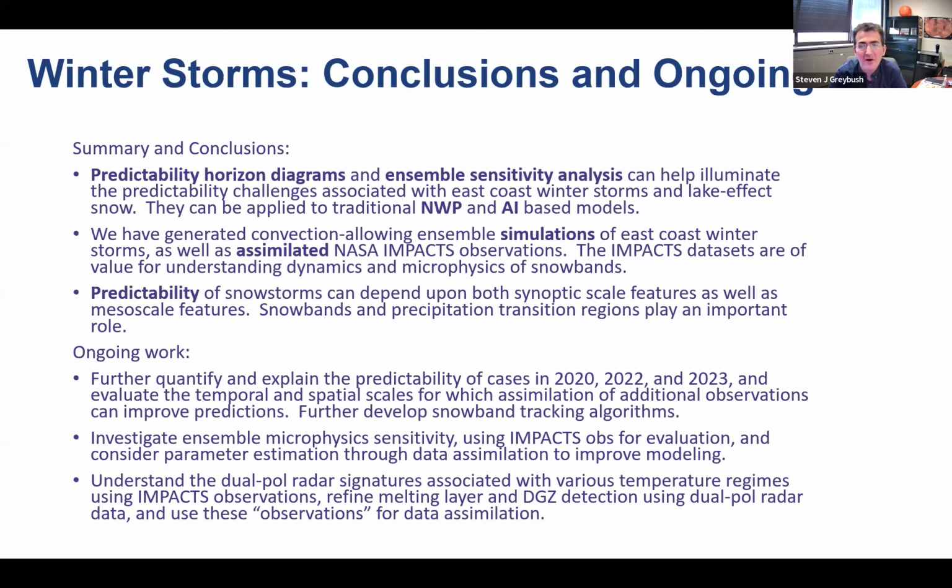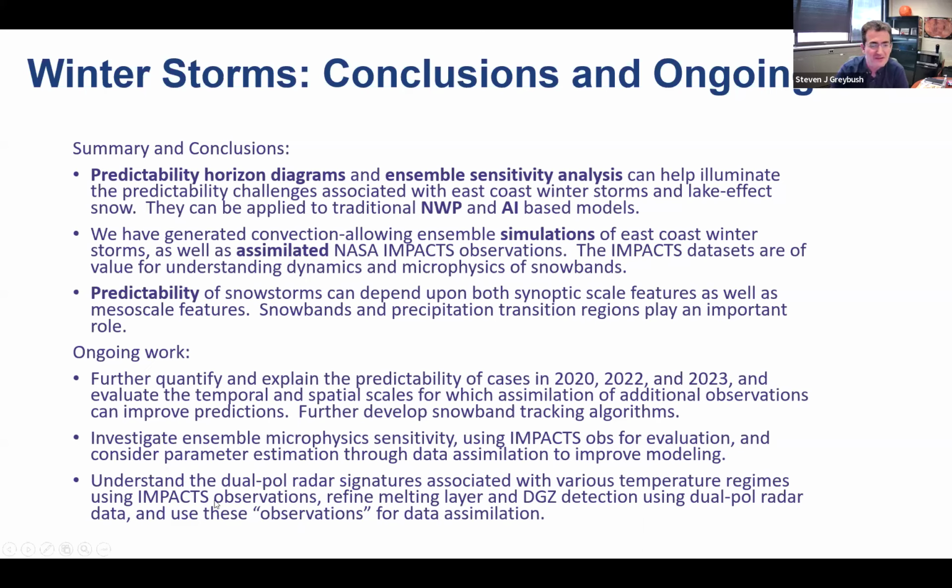And predictability can be limited both by synoptic-scale factors, which might have a several-day lead time of skill, as well as mesoscale features, which might have a limitation of skill to less than a day. Snowbands and other mesoscale features are critical. So going forward, we're looking at and quantifying the predictability of more cases for the NASA IMPACTS field campaign, as well as further developing the snowband tracking algorithms. We're also looking at ensemble microphysics sensitivity. We have a grad student looking at sensitivity to different microphysics. And Ethan's also hoping to improve the modeling through parameter estimation, which takes information from the observations and feeds that back to uncertain model parameters.